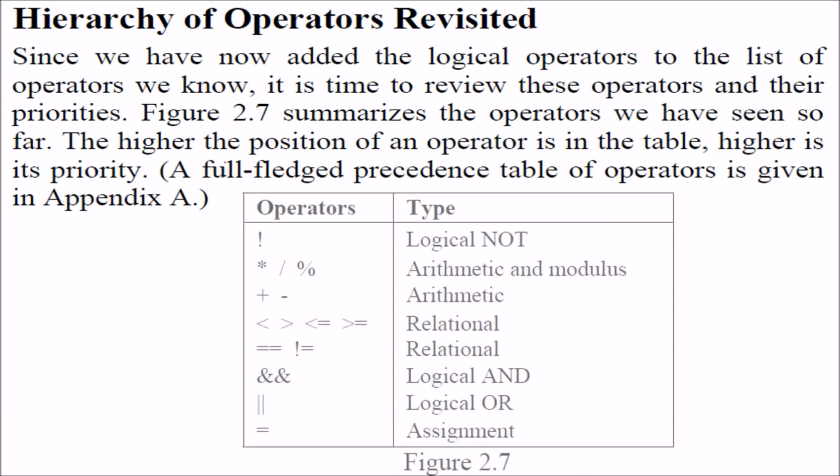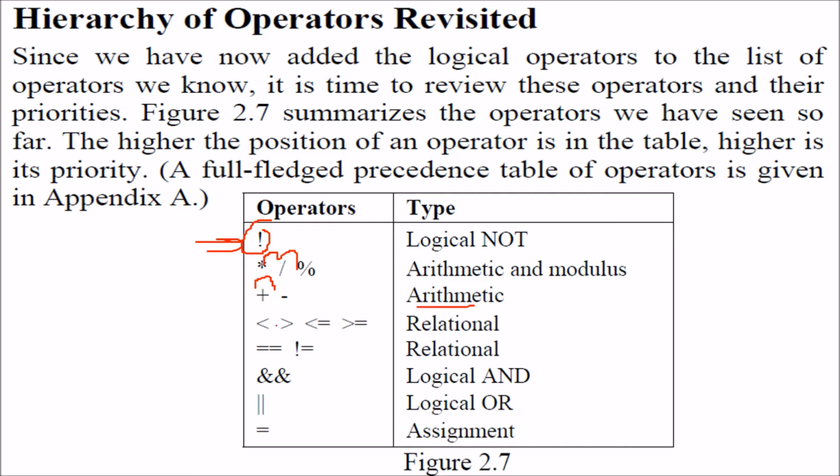Hierarchy of operators, we have already seen the hierarchy. So the first one is the NOT. In an expression, if you find NOT, it will be done first, followed by multiplication, division and modulus. Then we have plus and minus, that is arithmetic, then less than, greater than, less than or equal to and greater than or equal to, relational. Then comes equal and not equal. Then we have AND, then OR, and then we have assignment. So this is the order in which the operators will work when we have operators and operands to find a certain value of the expression.